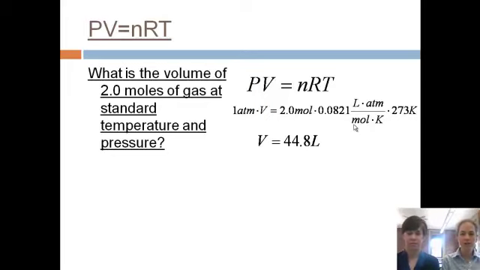So we've plugged in all the values that we already know. All we need to do is multiply those values on the right side of the equation together, and we find that our volume is 44.8 liters. It's a pretty big volume.